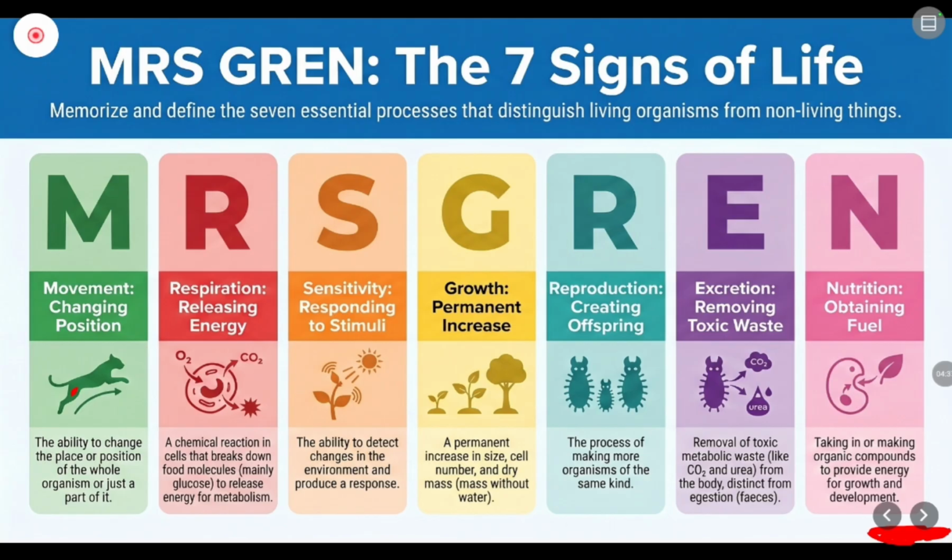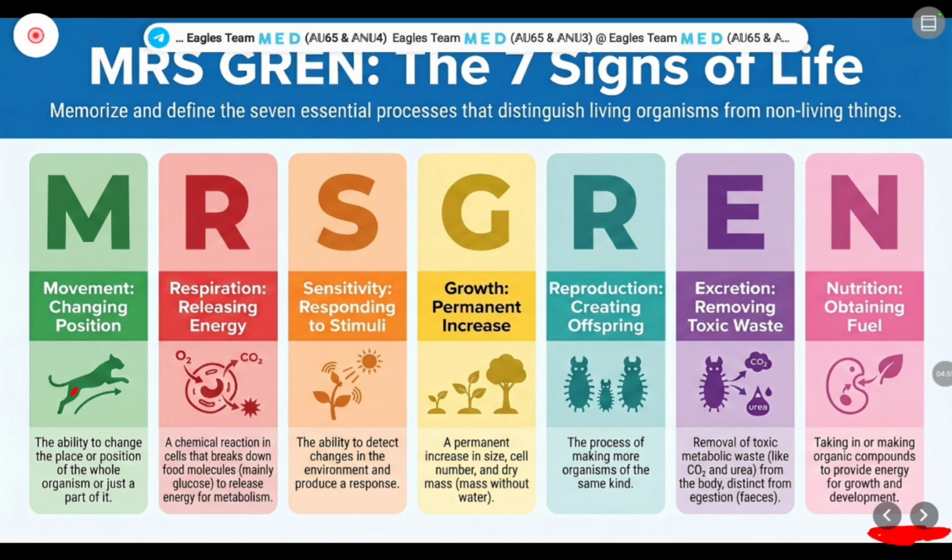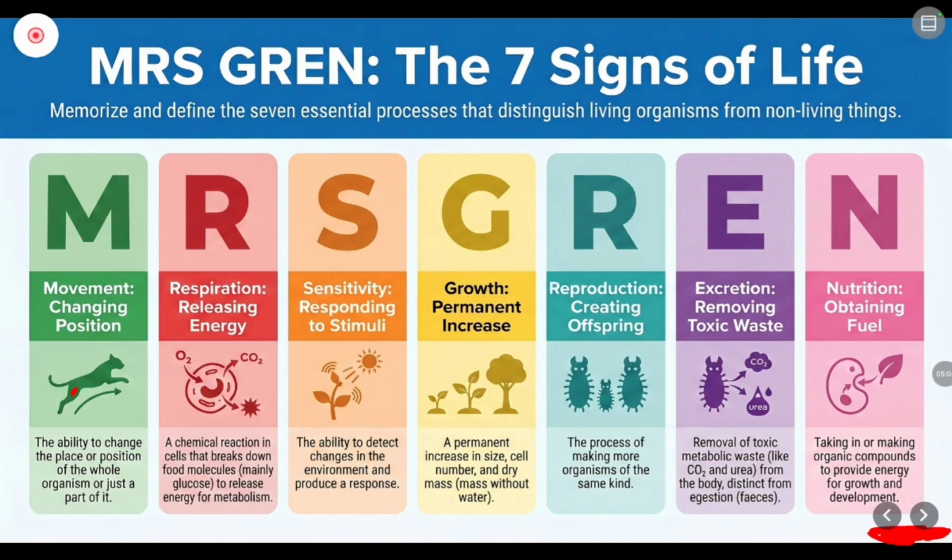Now, reproduction is the creation of offspring. If I have a mammal or an organism, and that animal needs to have more offspring, when I say offspring, I mean child, in the human or mammal kingdom. In the animal kingdom, we say reproduction and we say offspring. It is the process of making more organisms of the same kind, and that is what I mean when I say reproduction.